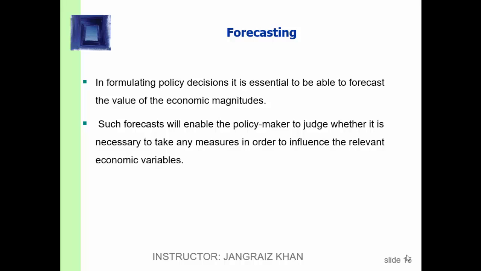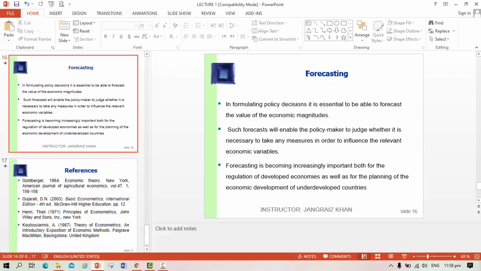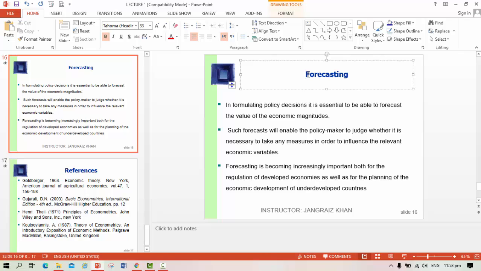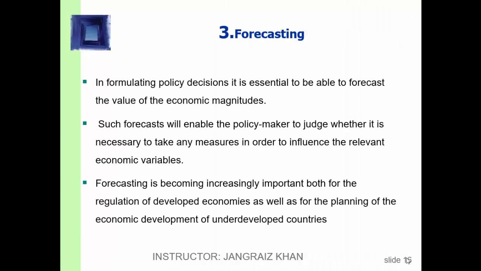The third aim of studying econometrics is forecasting. In formulating policy decisions, it is important to be able to forecast the value of economic magnitudes. Such forecasts will enable policymakers to judge whether it is necessary to take any measures in order to influence the relevant economic variables. Forecasting becomes increasingly important both for regulation of developed economies as well as for the planning of economic development of underdeveloped countries.